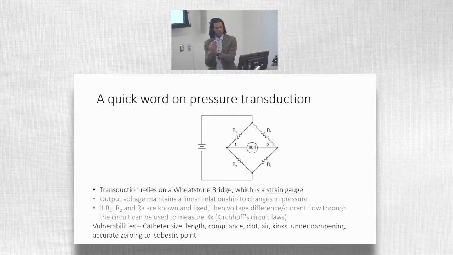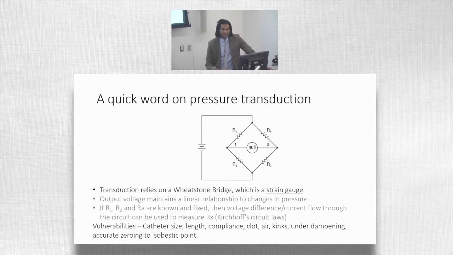It deforms the silicon membrane, which deforms the strain gauge, which changes the voltage difference across the strain gauge in a way that allows essentially a linear relationship to be established between voltage difference and changes in intravascular pressure. And using a strain gauge in this way, you have a very graded and sensitive way of transducing a mechanical signal into an electrical signal that you can display on the monitor.